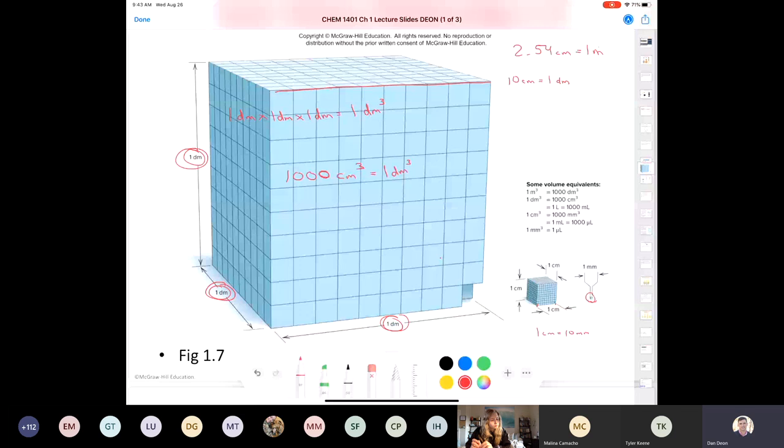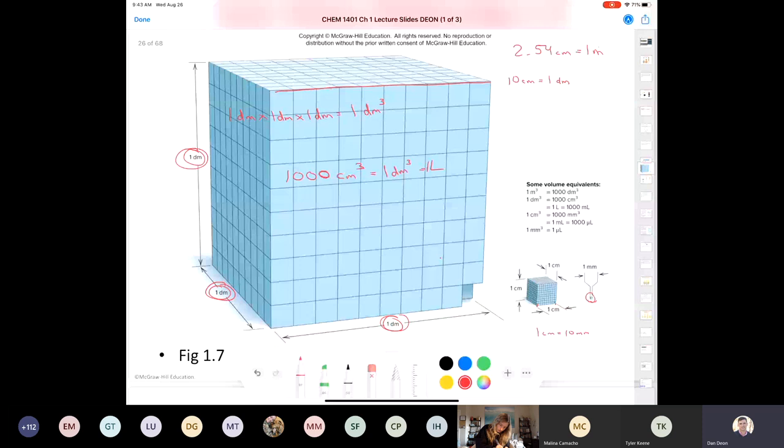It's also equal to 1 liter, and that's shown right here. So 1 liter is equal to 1 decimeter cubed, which is equal to 1,000 centimeters cubed. And again, if you know what an inch is, and you know that the conversion is that there's roughly 2.5 centimeters in 1 inch, well, it can kind of give you an idea of how big a liter is.